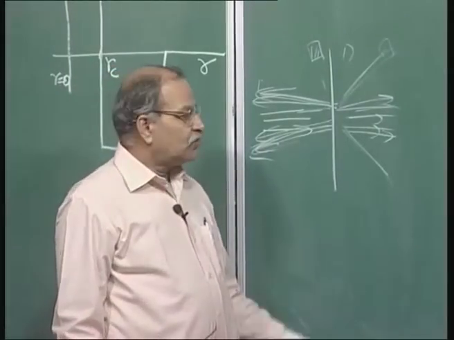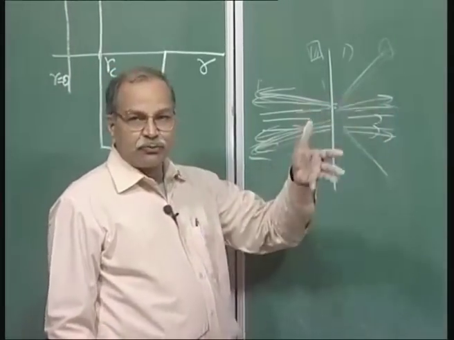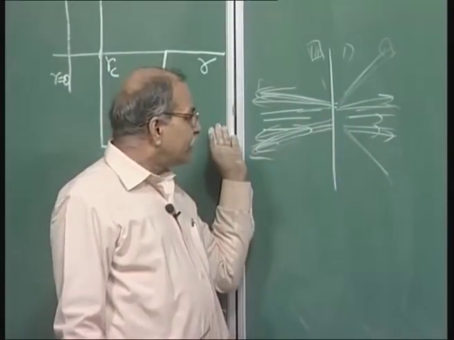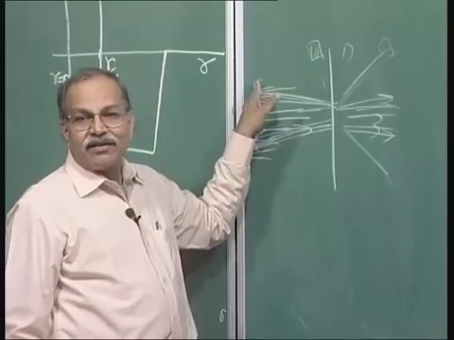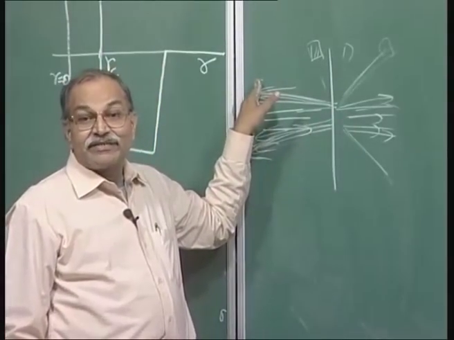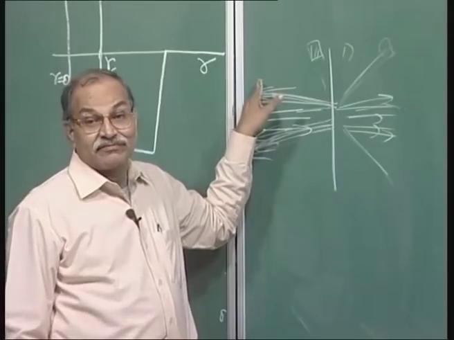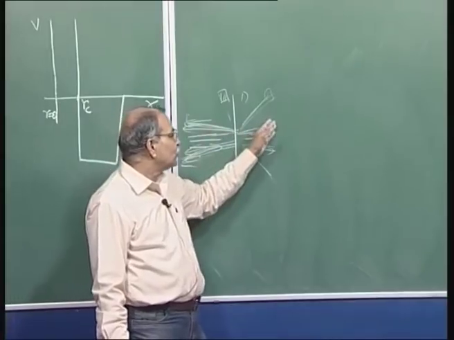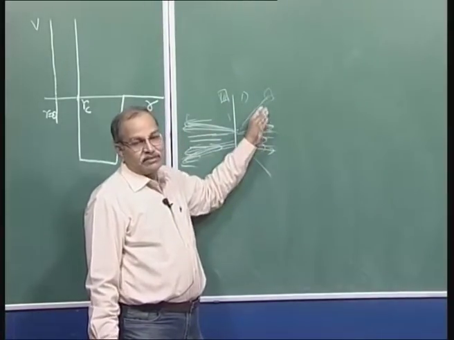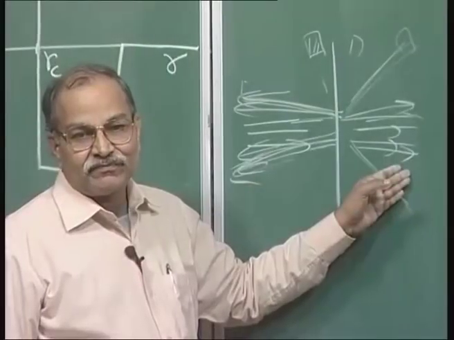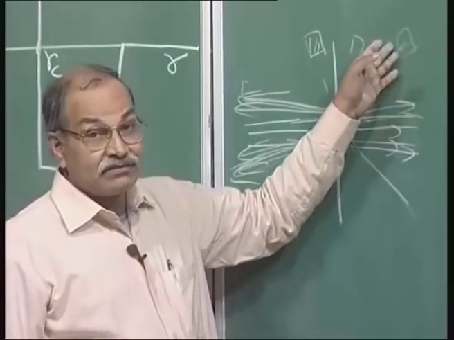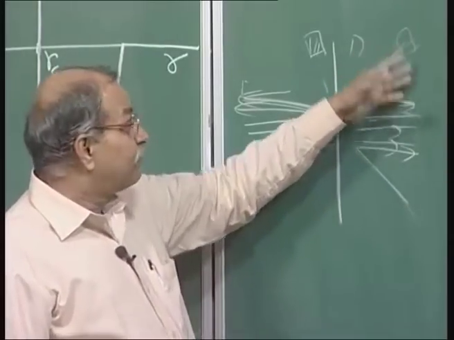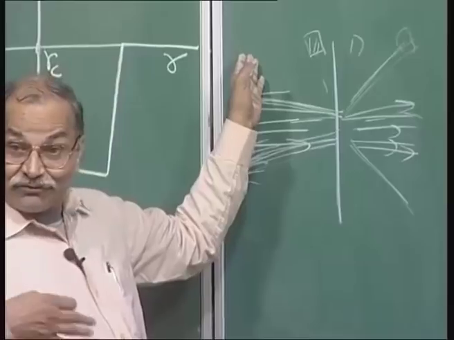Now, for the kind of energies used here, 90 MeV and 100 MeV, this large angle of scattering is surely not expected. Most of the particles should go at very small deflections. And as theta increases, it has to go down, and as theta further increases, it should have gone further down.